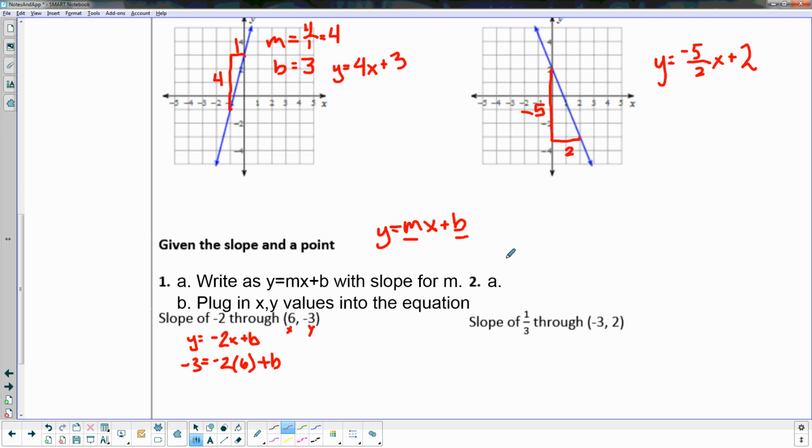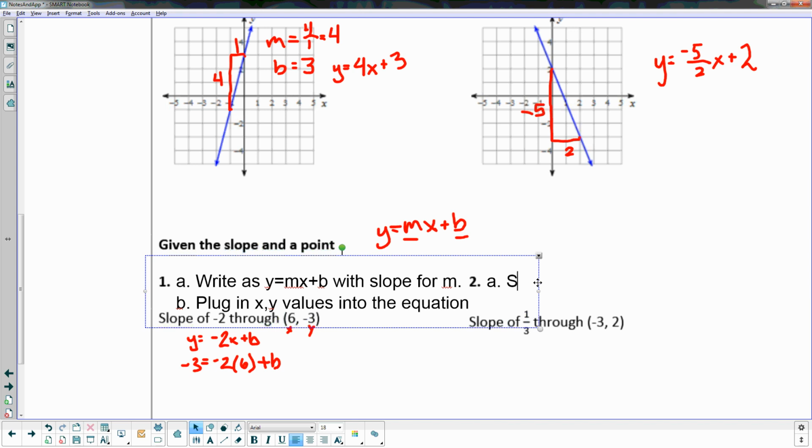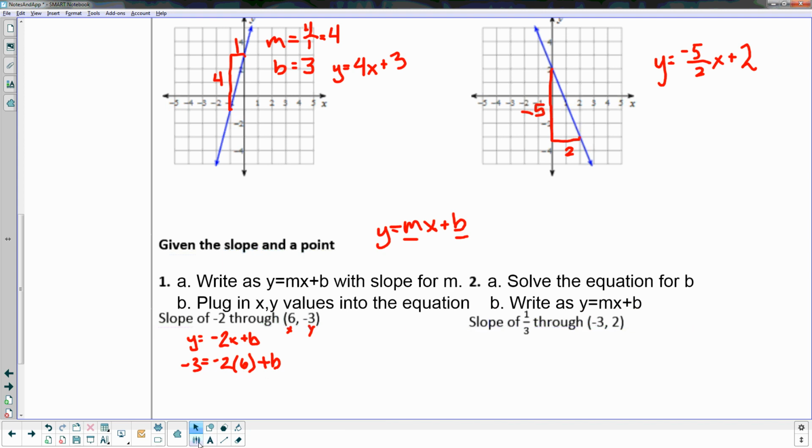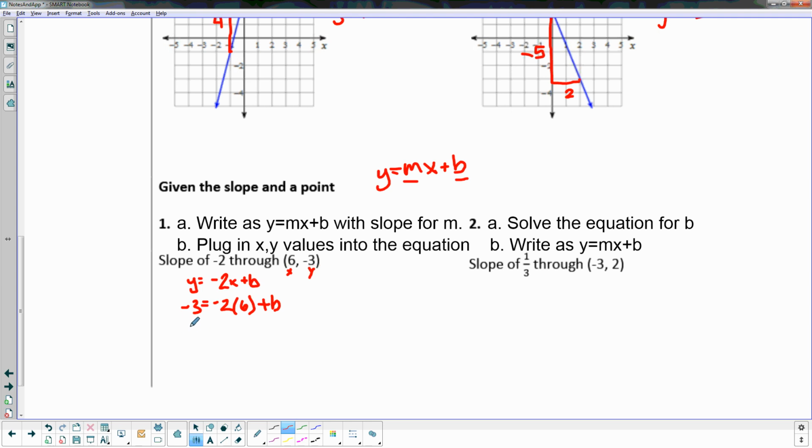Now keep in mind, I need to find m and I need to find b. I already have m, so I really need to find b. And what I've written here is an equation with only one variable, and that variable is b. That's what I wanted to find. So step 2A is solve the equation for b, and then step 2B, write it as y equals mx plus b. So what I'm left with here is an equation that involves b. I want to solve for that. So we'll say I need to multiply first, so negative 3 equals negative 2 times 6, which is negative 12.